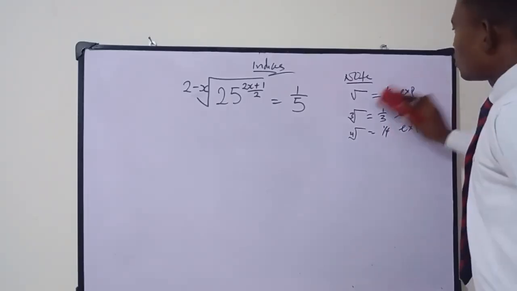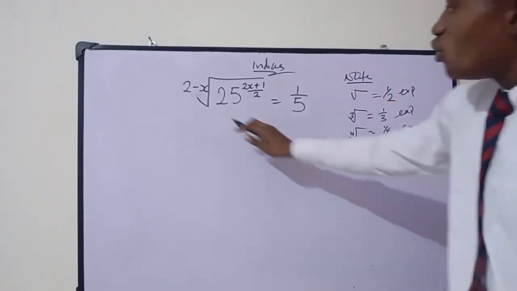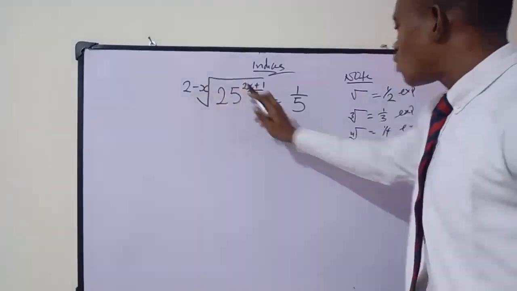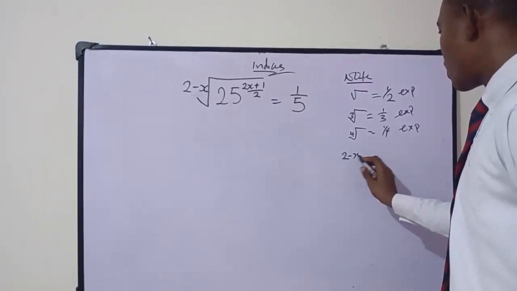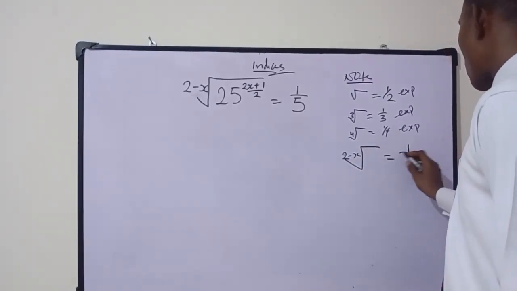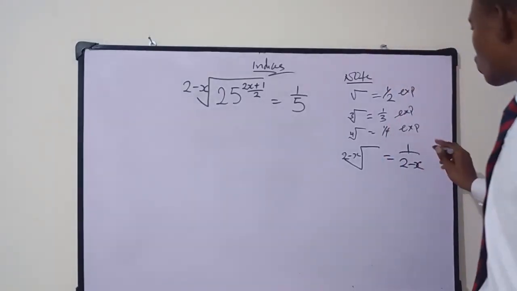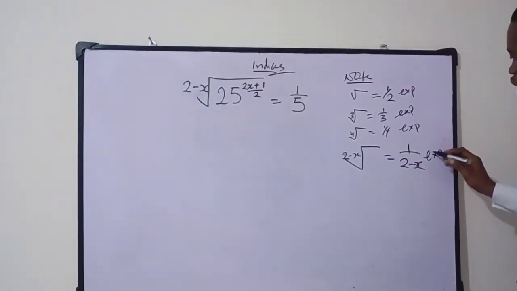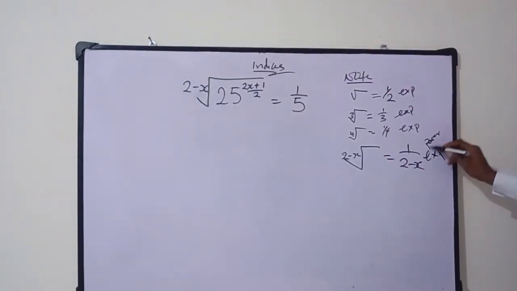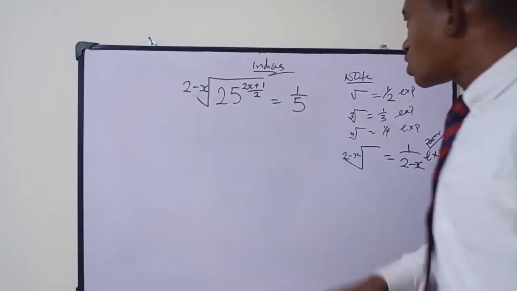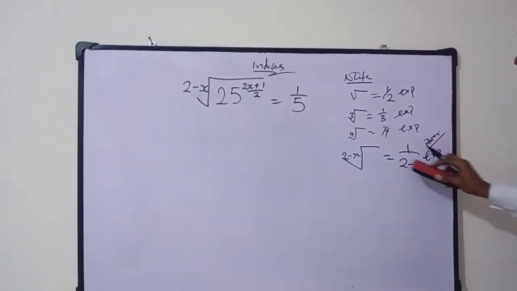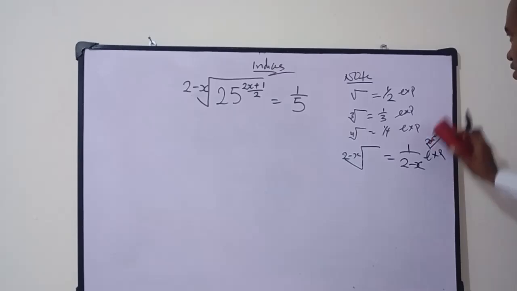So the same way we have the 2 minus x root, we can write this as 1 over 2 minus x. Are you there? So it will become an exponent or a power. We know in secondary school, when we say power, we actually understand that. So instead of writing this, we write it as this.